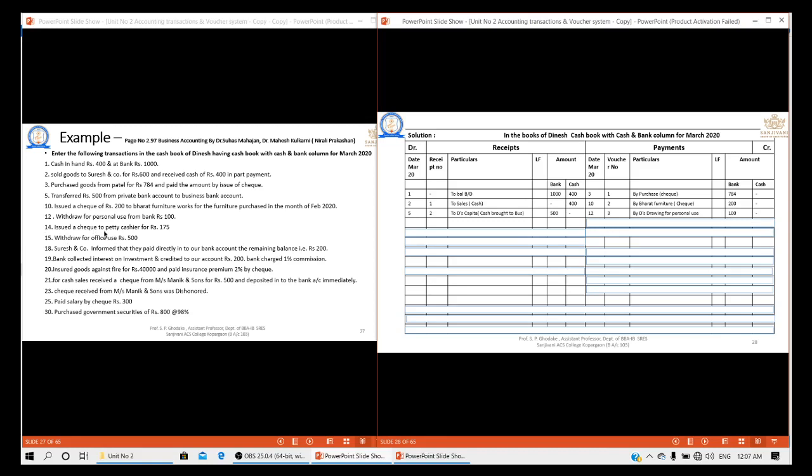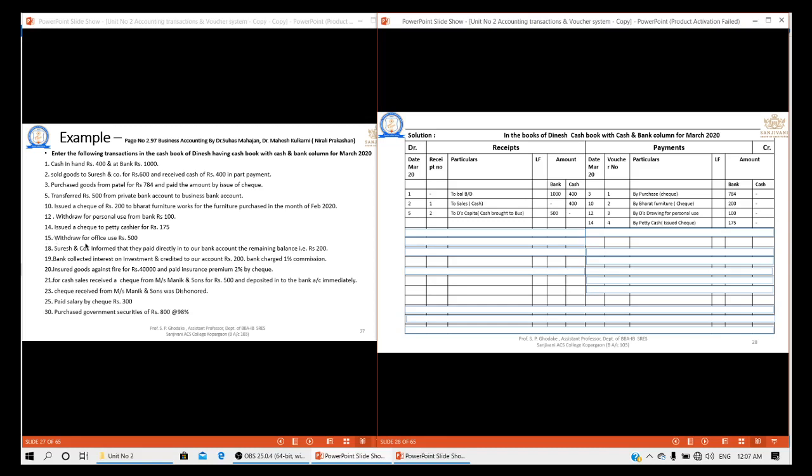Then next is issued a check to petty cashier rupees 175. Now the check is issued, which means that payment is done on 14. So we have payment on 14, petty cash issued check through check. So it is in the bank 175.